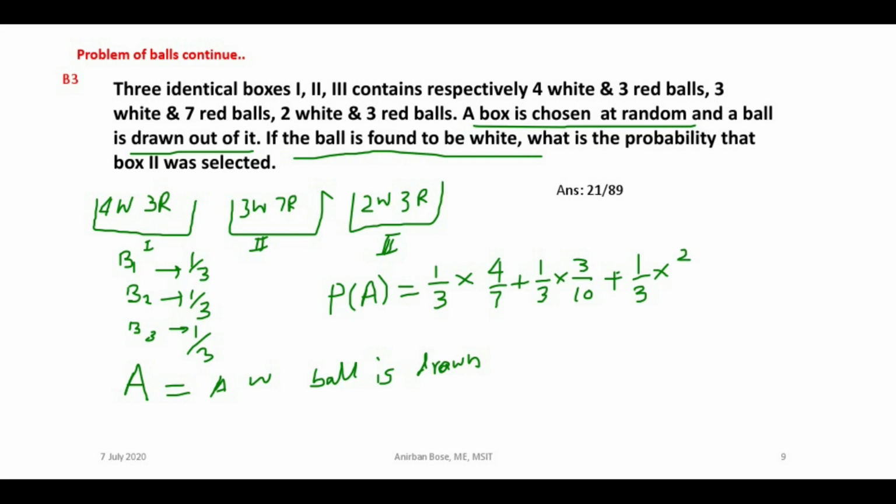So the question is what is the probability that box 2 was selected? So since box 2 was selected, in this summation which is the contribution from the box 2? This is the contribution from box 2. So your answer will be, this quantity will come in the numerator, that means 1/3 into 3/10 divided by this summation, and this summation is what? PA. So this will be the answer, that the ball came from the box 2.